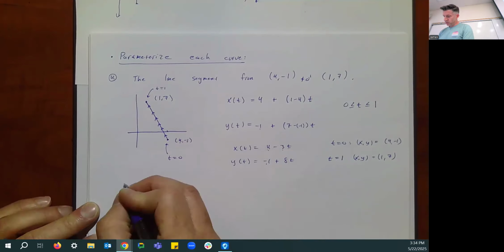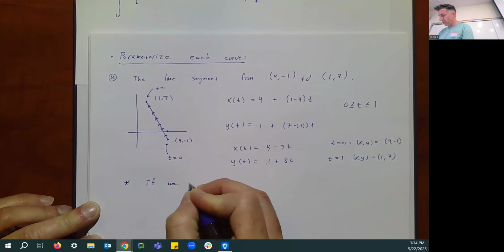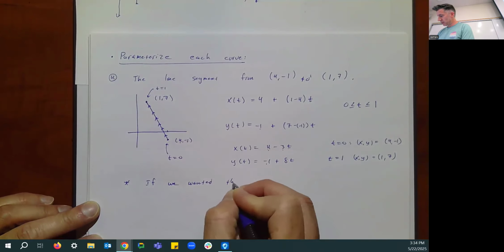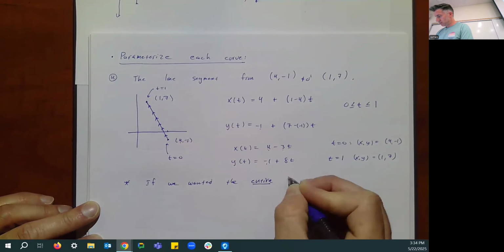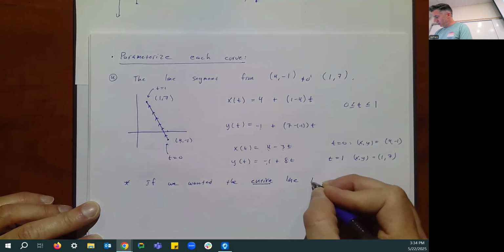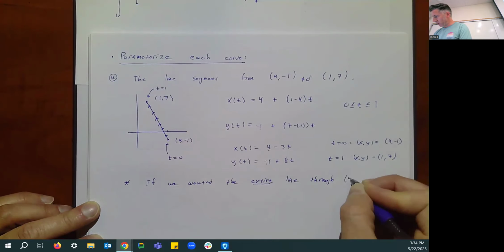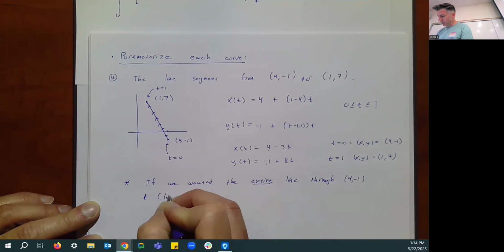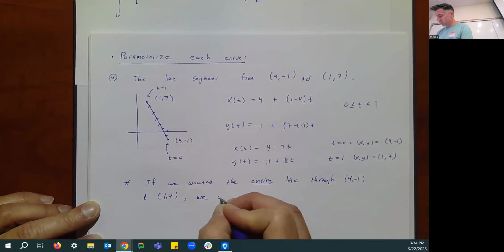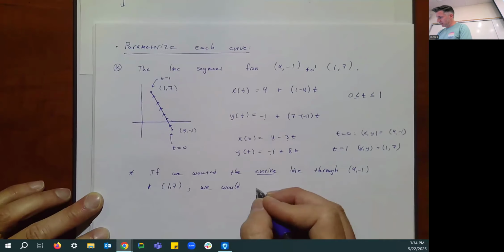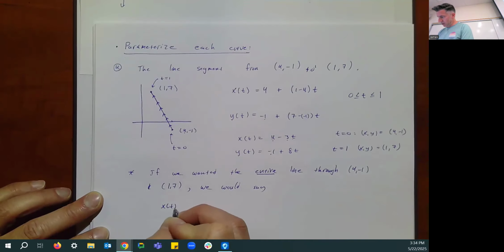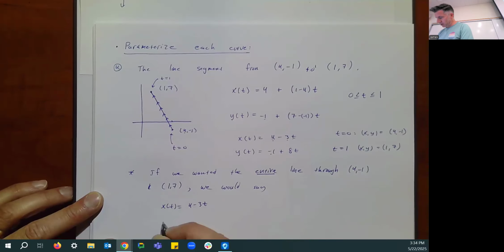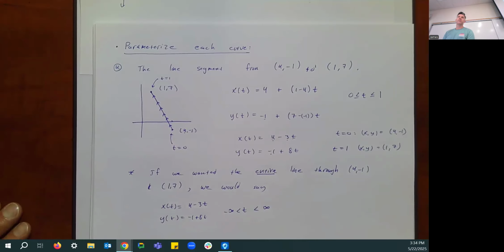And let's point out, if we wanted the entire line that went through those 2 points, through the points 4 comma negative 1 and 1 comma 7, we would just say that our parameterization is x of t equal to 4 minus 3t, y of t equal to negative 1 plus 8t, and t is going from negative infinity to infinity. Only difference. That would give you the entire line.